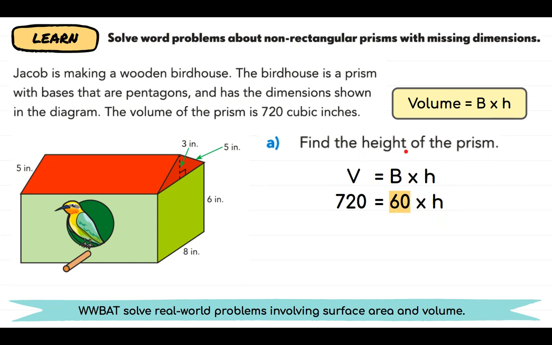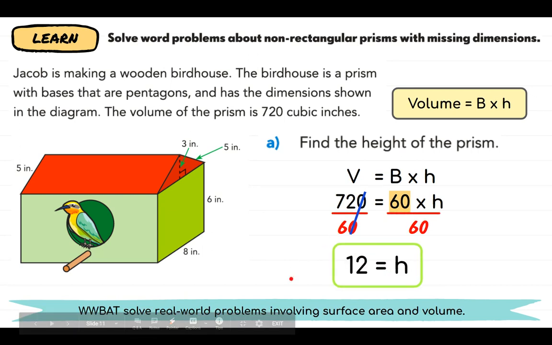So I have to use division to divide both sides by 60. On this side, the 60s cancel each other out. On the other side, you can get rid of the 0, and 72 divided by 6 gives you 12 inches. So the height of this prism is 12 inches.